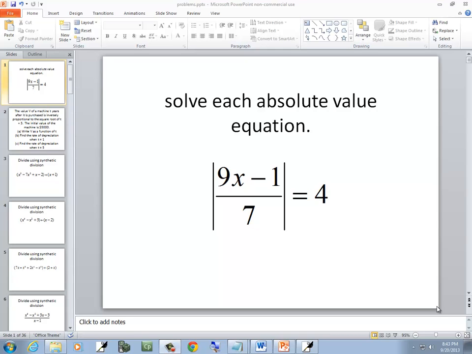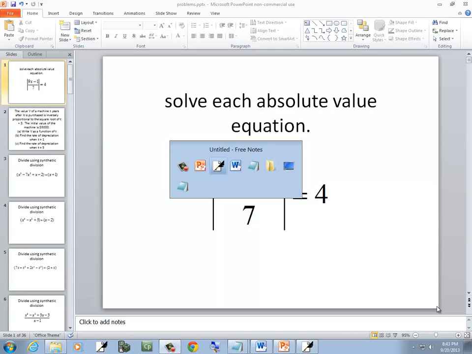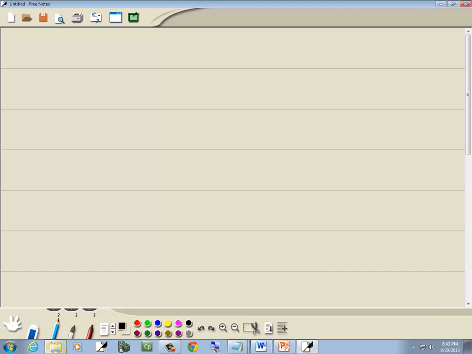In this problem, we want to solve this absolute value equation. So we got the absolute value of (9x minus 1) over 7 is equal to 4. Now whatever's inside our absolute values are p, and then the other side is our q. This is assuming the absolute value is by itself, which it is. Now our formula is p is equal to q and p is equal to negative q.